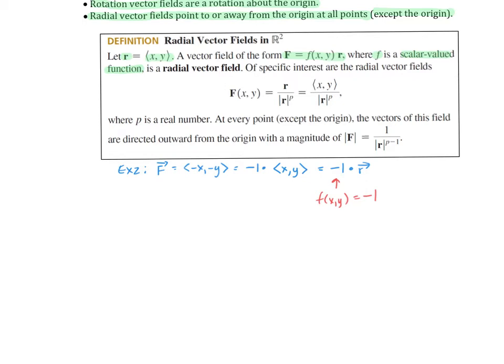Some radial vector fields of specific interest are radial vector fields of this form, where you take r, divide it by its magnitude to the power of p. Okay? P is just some real number. So if you can write your radial vector field in this form, this is a very special vector field. So the vectors of this field are directed outward from the origin, and their magnitude is going to be 1 over the magnitude of r to the p minus 1.